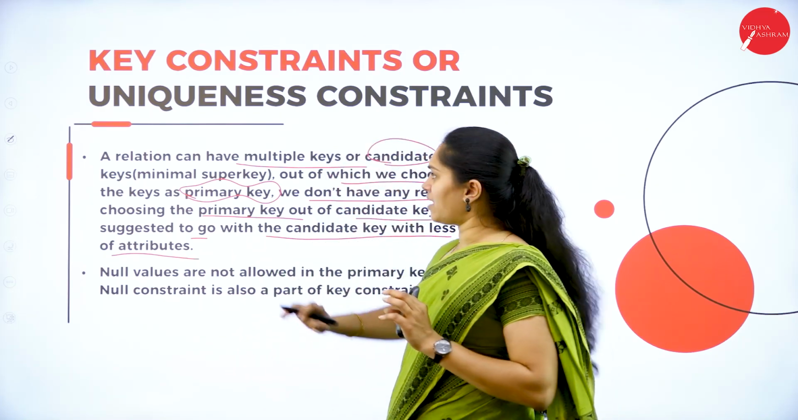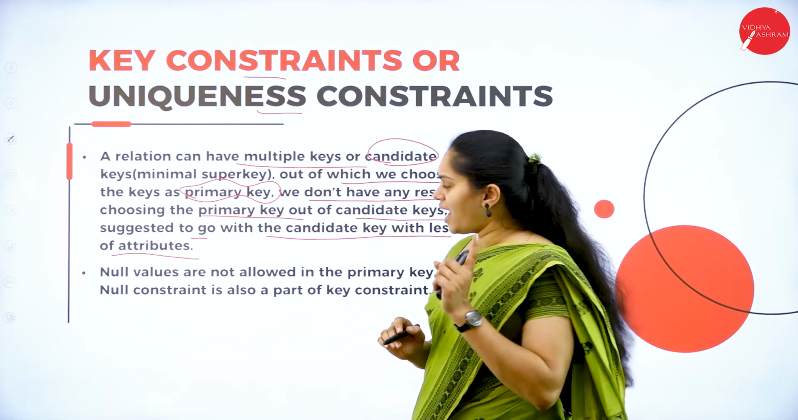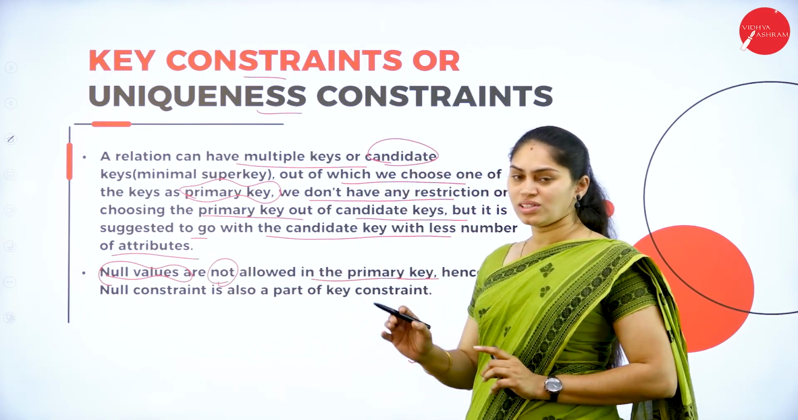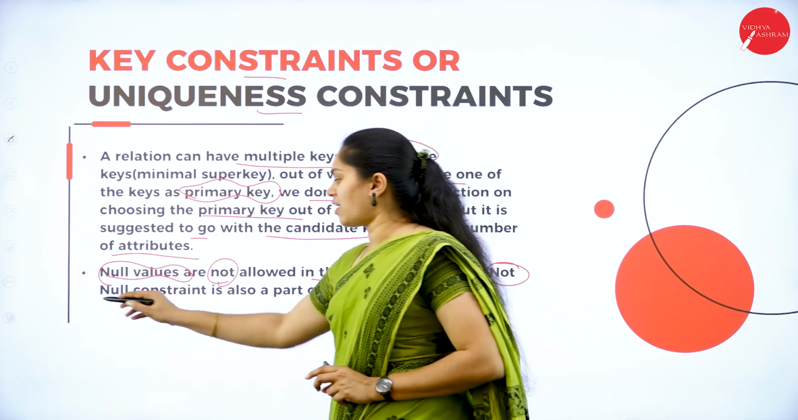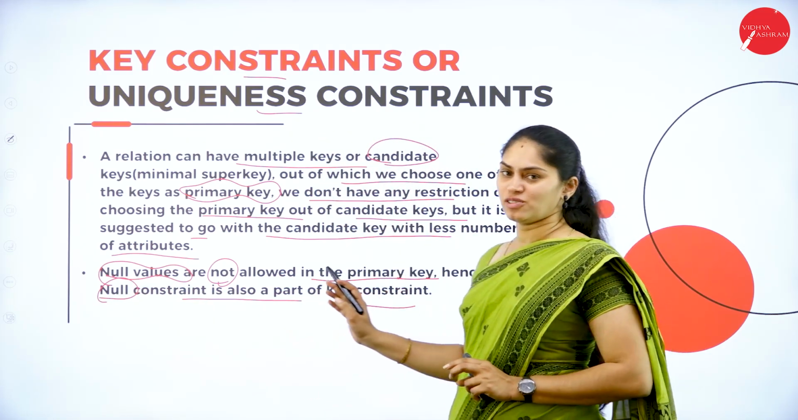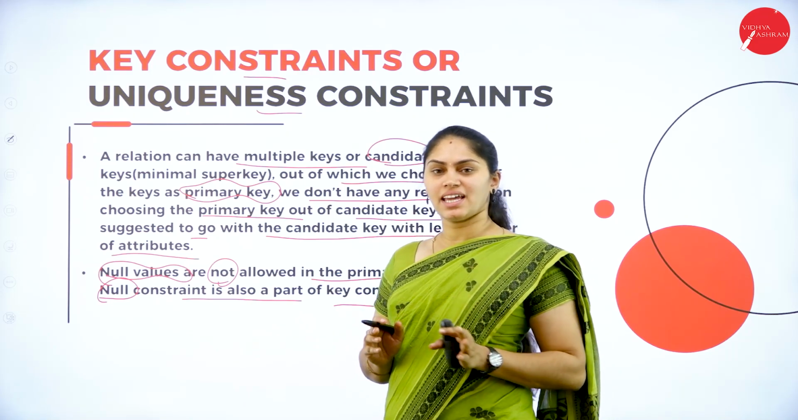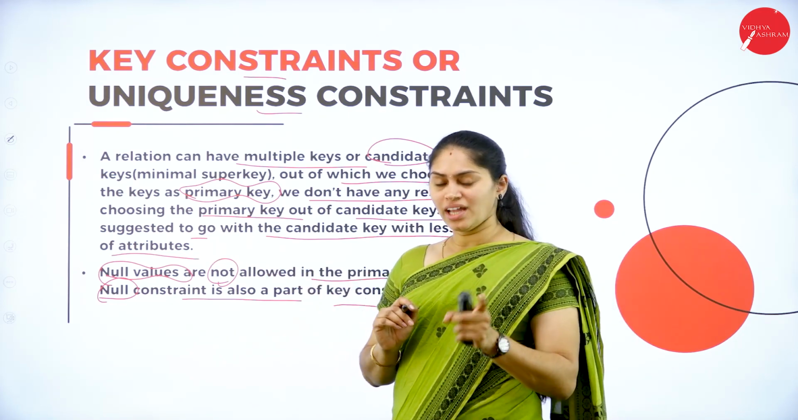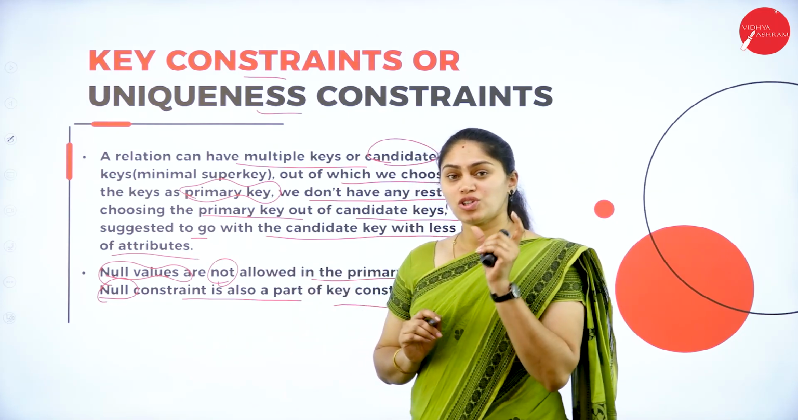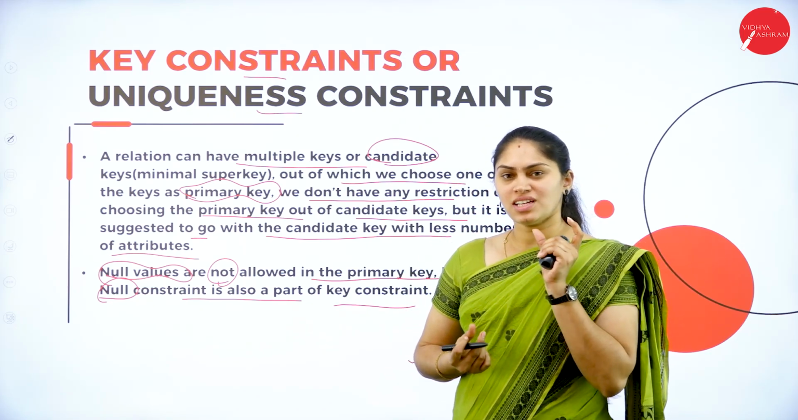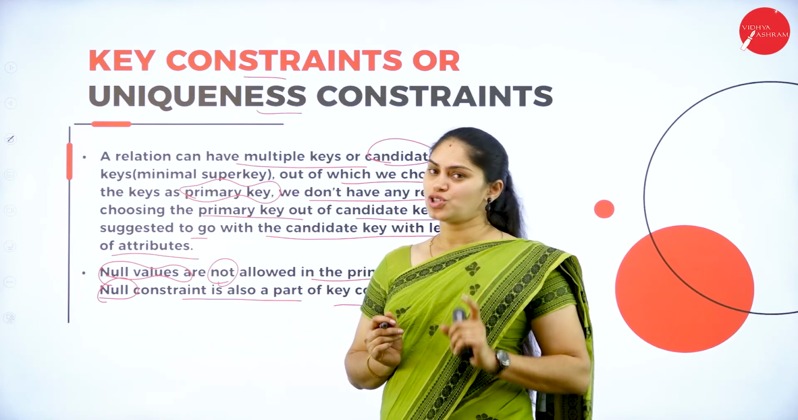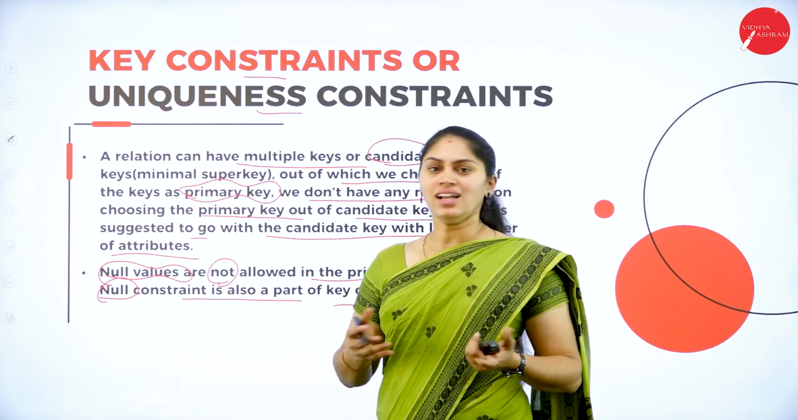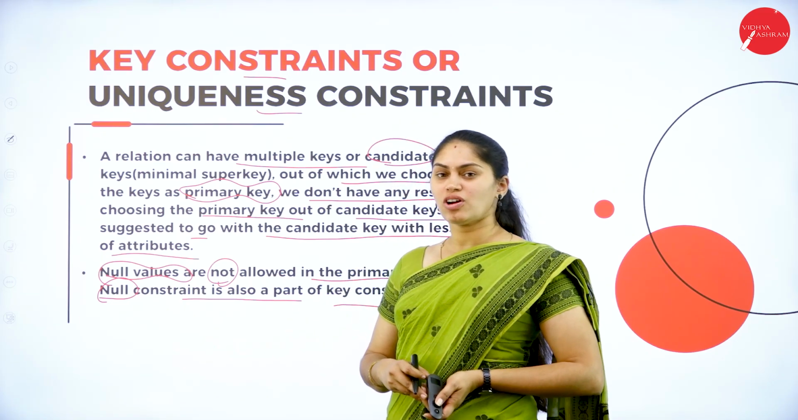And whenever we are having this key constraint or uniqueness constraint, null values are not at all allowed in the primary key. So here also you can see that we have this not null constraint. It's also a part of this key constraint. Whenever we are having this key constraint, we are using a concept called primary key. If it is a primary key, then it should be unique and the value should not be null. Should not be null in the sense what? We are also enforcing not null constraint here. The value should not be null. Why? Because we are using primary key in order to identify the uniqueness. If it is null, then we can't find out the uniqueness. So it should not be null.